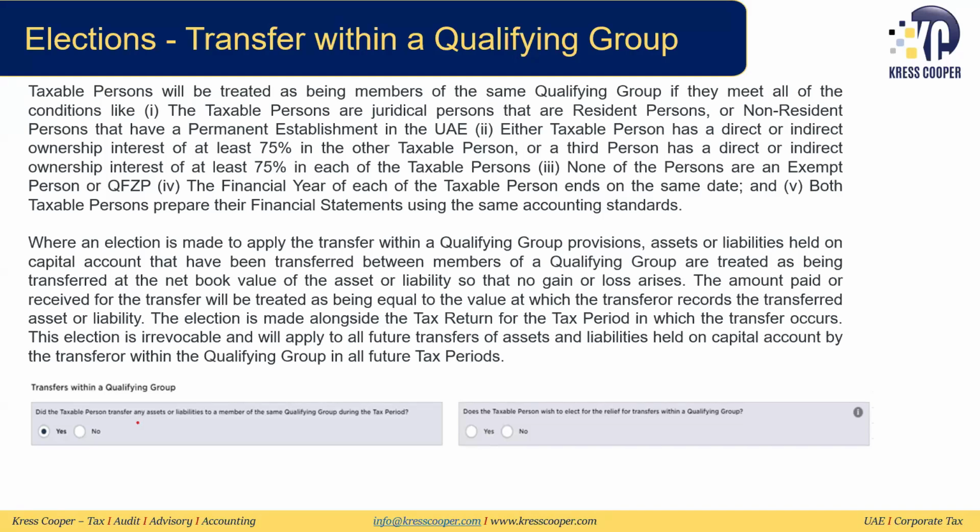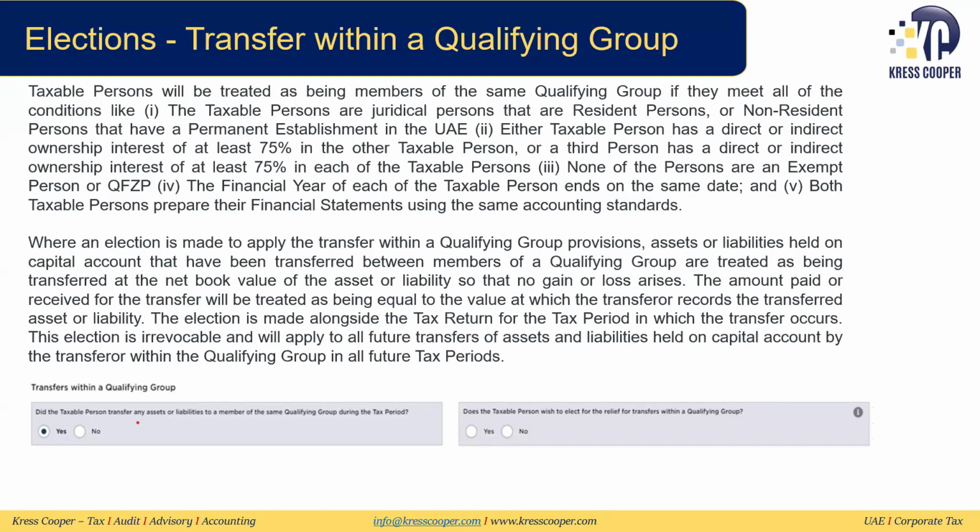Now, we know that a qualifying group is basically when you meet the conditions where the taxable persons in the group are juridical persons that are also resident persons, or non-resident persons that have a PE in UAE. Either the taxable person has a direct or indirect ownership interest of at least 75% in the other taxable person, or a third person has a direct or indirect ownership interest of at least 75% in each of the taxable persons. Those persons cannot be an exempt person or a qualifying free zone person.